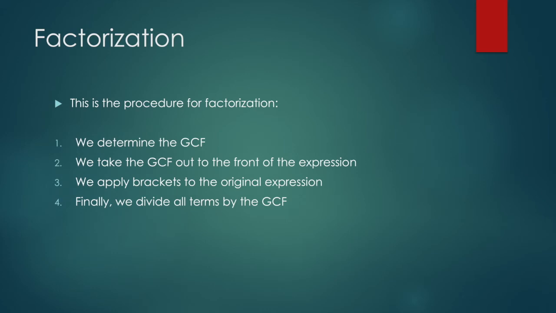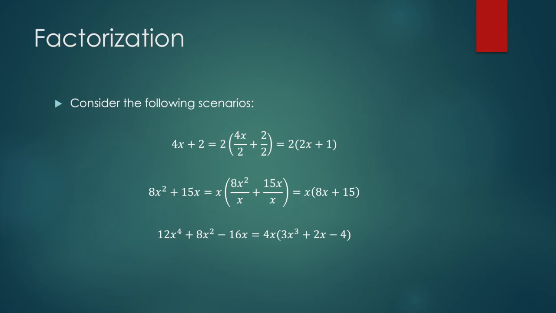The second step is to take that GCF out to the front of the expression. Then we apply brackets to the original expression, so that excludes the GCF we have just taken out. And then finally, we divide all our terms that we have bracketed by the GCF.